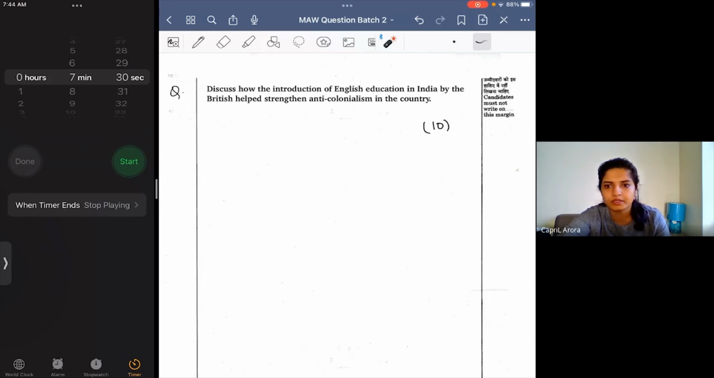How it aided anti-colonialism. We'll tell that yes, this was one of the factors, but there were other factors also that contributed to anti-colonial sentiment. Correct? So simple question, simple answer. All those who were saying that the content is an issue, now chalo, let's discuss.